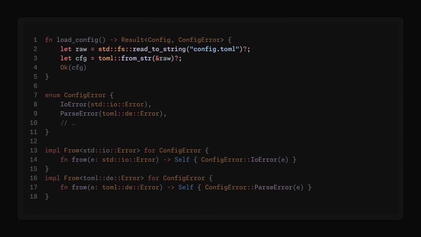But this isn't even the biggest issue. The biggest issue is that we need to define a single error type that encompasses all possible failure cases. In this case, the config error enum with different error types. And for something like loading a config file, this is overkill. Because as the function caller, I don't necessarily care what the exact error was. I just care that something went wrong.